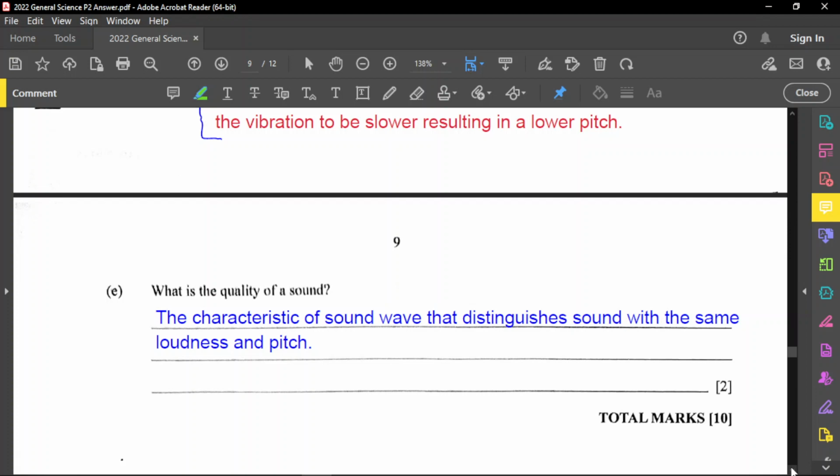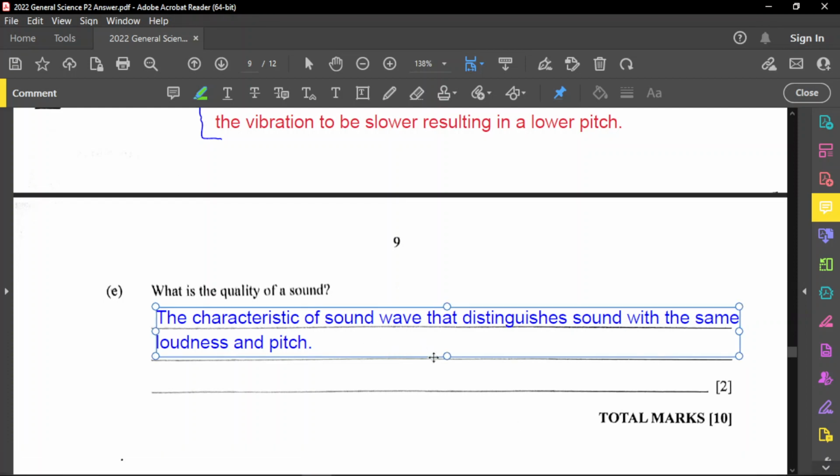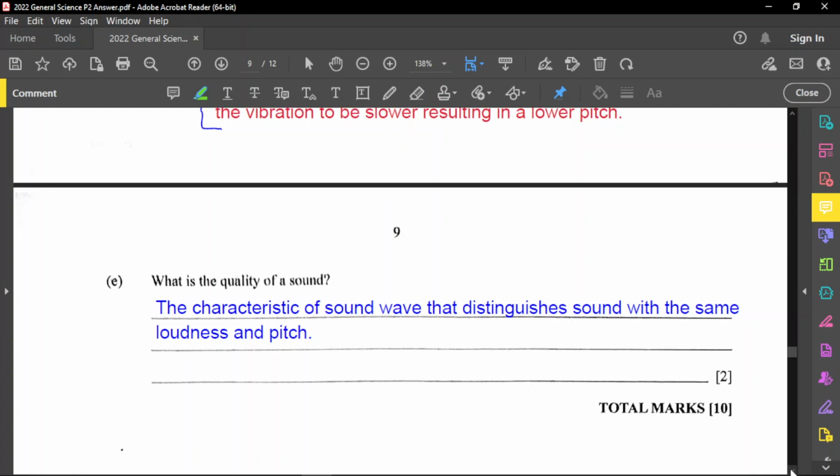Now for part E, what is the quality of a sound? The quality of a sound is really the characteristic of a sound wave that distinguishes sounds with the same loudness and pitch. So once you have sound waves with the same loudness and pitch, what you use to differentiate both of them is the quality. All right, that's what we call the quality of sound.